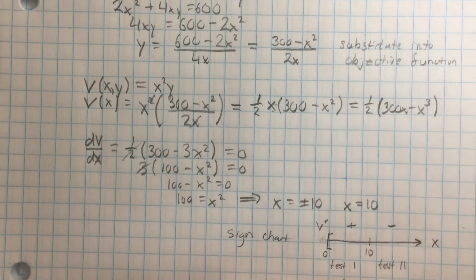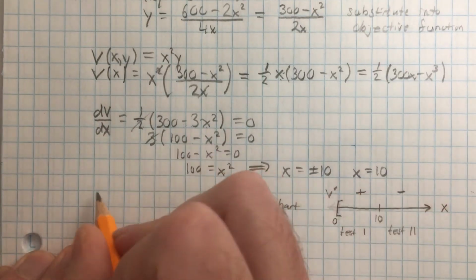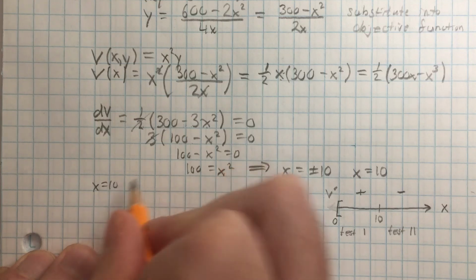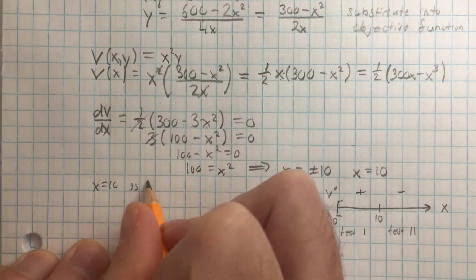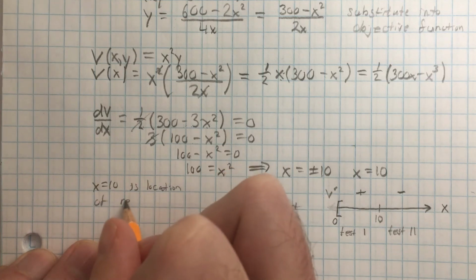So x equals 10 is the location of a relative maximum.